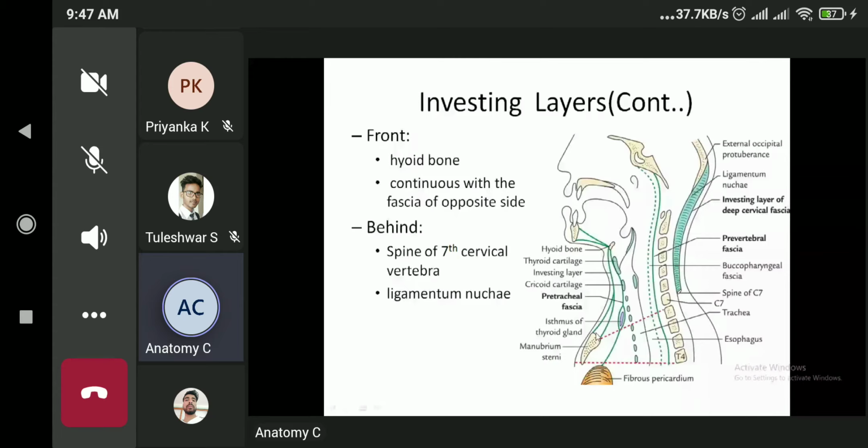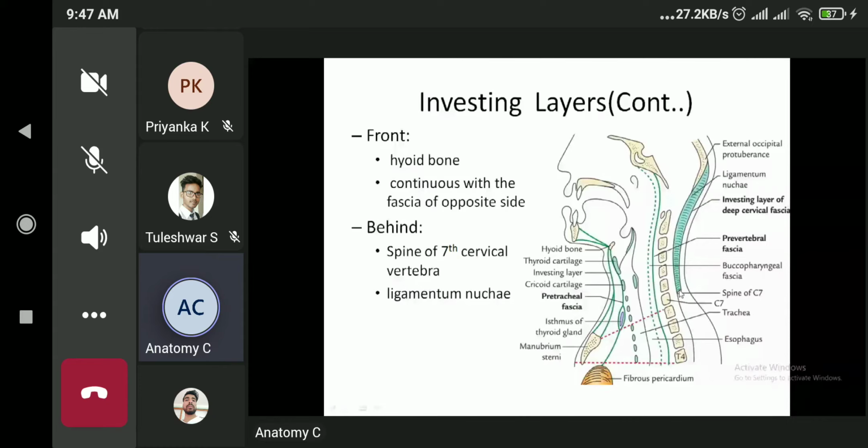So this is about the anterior attachment, while posteriorly the investing layer is attached to the ligamentum nuchae. We are clear about this ligament as well, isn't it? Posteriorly it is attached to the ligamentum nuchae and up to the spinous process of the seventh cervical vertebra. This is the anterior and posterior attachment of the investing layer.